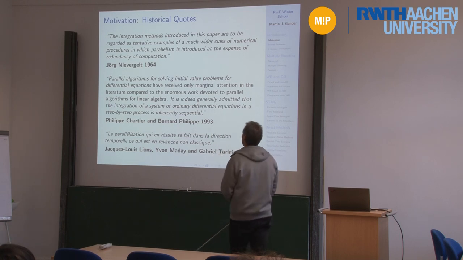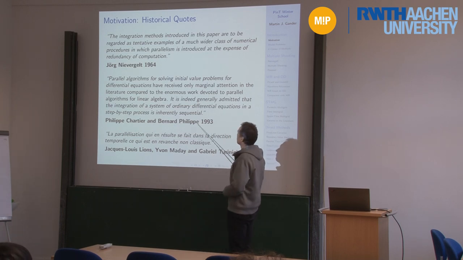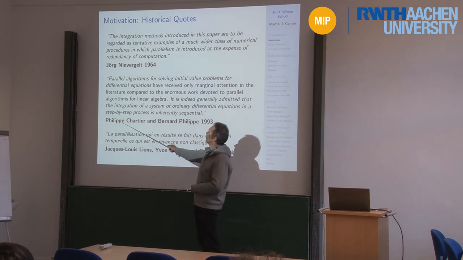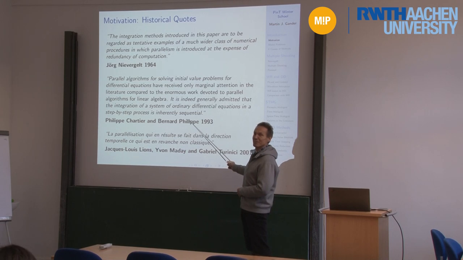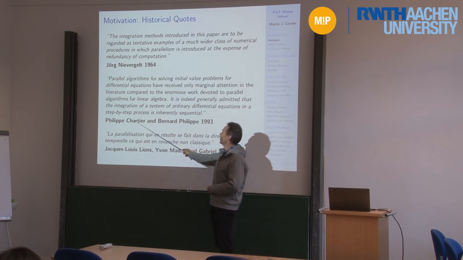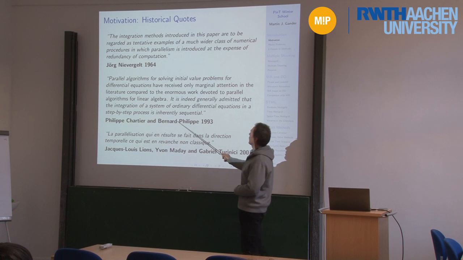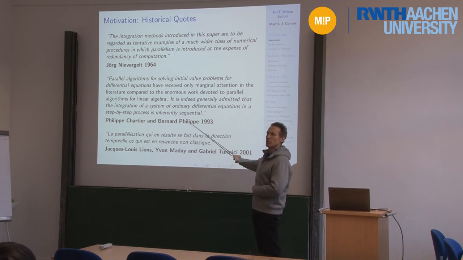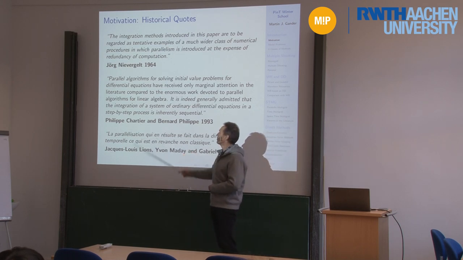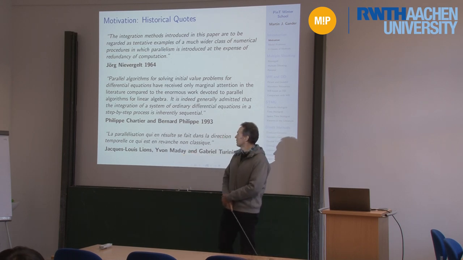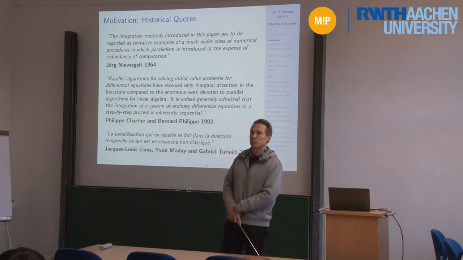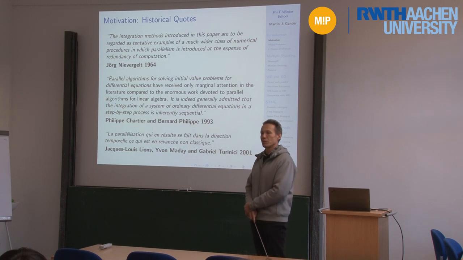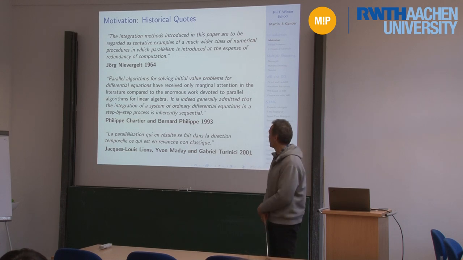Then there is a quote of Philippe Chartier and Bernard Philippe. This is funny because one is called Philippe as a first name, and one is called Philippe as a last name. So it's fairly easy to remember. I know Philippe Chartier very well. I've met Bernard Philippe only once in a conference in Paris about 4 years ago. He's not very active in research anymore. He was a famous professor in Rennes, and he decided a few years ago to found a company and make money. So he stopped academia and he's becoming rich. Not as rich as Cleve Moler from MATLAB, but I think he's becoming quite rich.